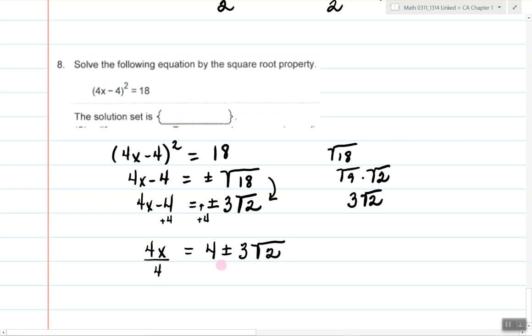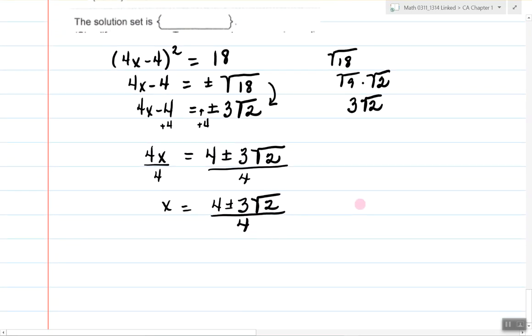Finally, I will divide by 4, and I have x is equal to 4 plus or minus 3 times the square root of 2 over 4. That's the answer in a combined form. If you separate it, you'll have 4 plus 3 times the square root of 2 over 4, comma, 4 minus 3 times the square root of 2 over 4.